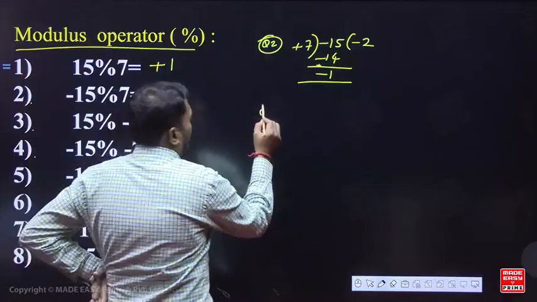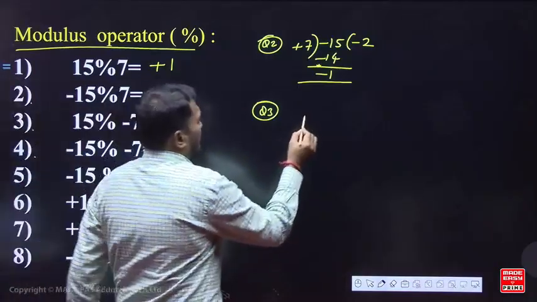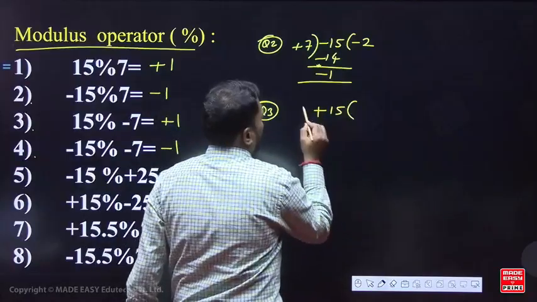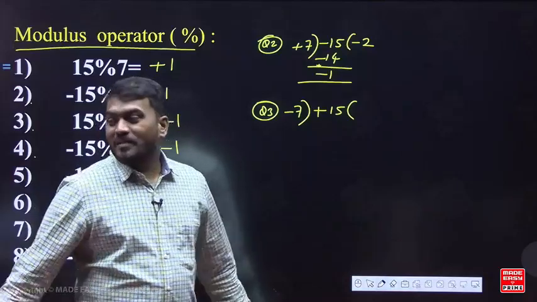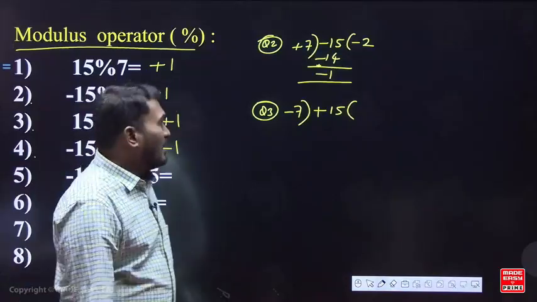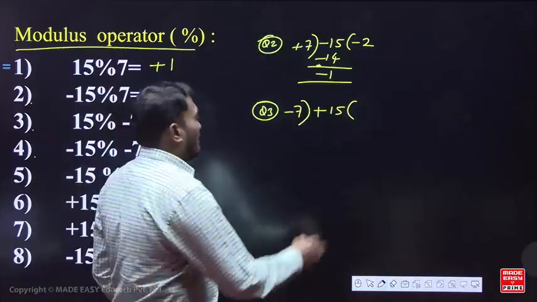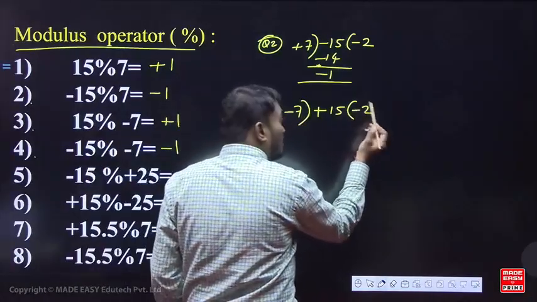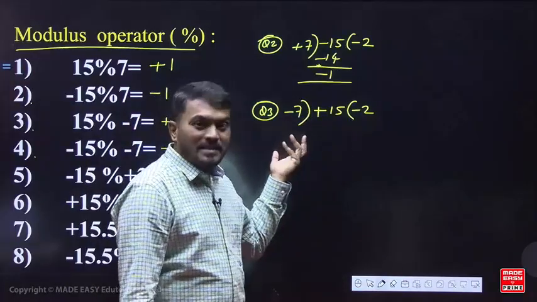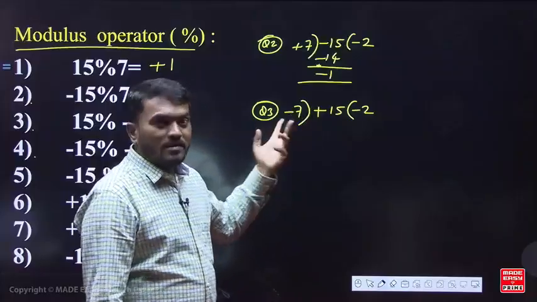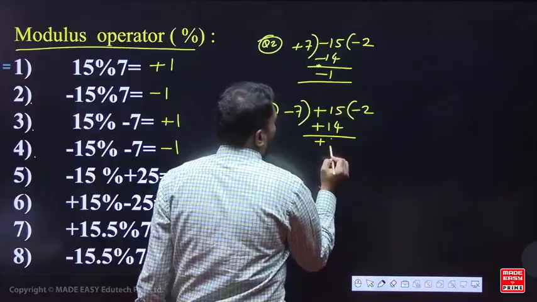Right. And next, question number 3. Now tell me what is the answer? Plus 15 mod minus 7. Now tell me, how many times will minus 7 go into plus 15? Minus 2 times. Okay, understand here, minus 2 times because minus into minus is plus. Minus into minus, plus 7 times 2 is what? 14. Okay, so that is the 14 here. And when you subtract, that will be what? Plus 1.